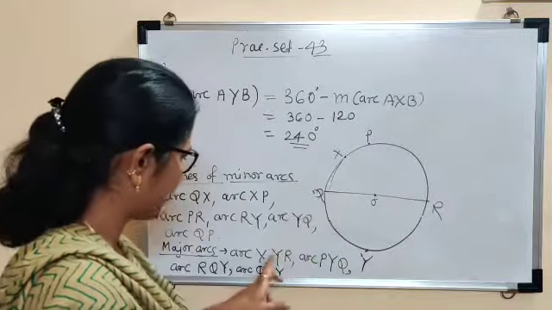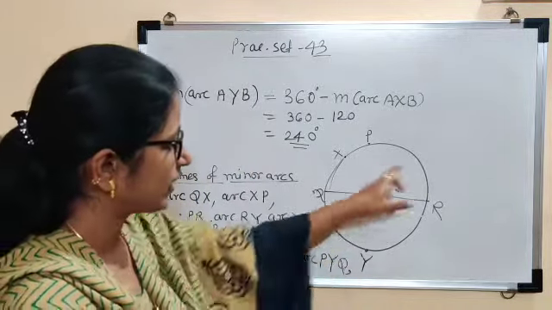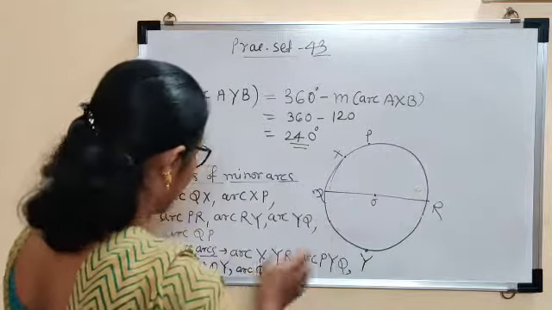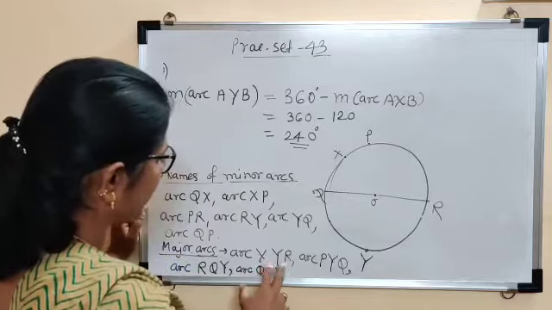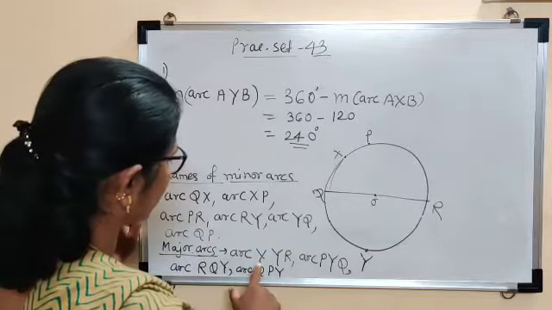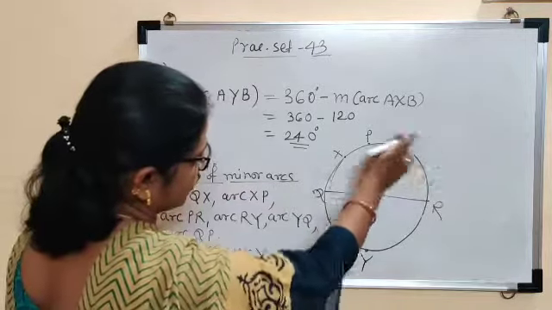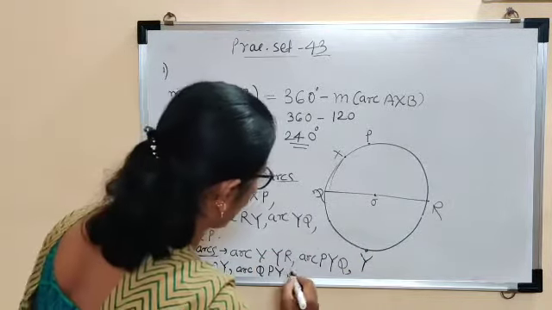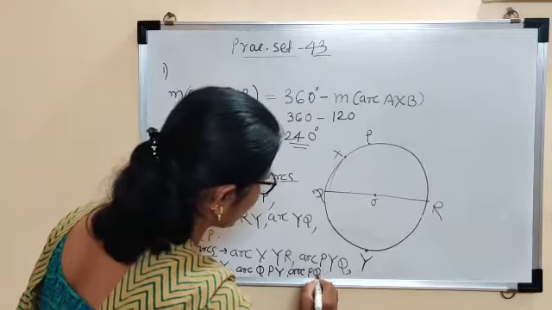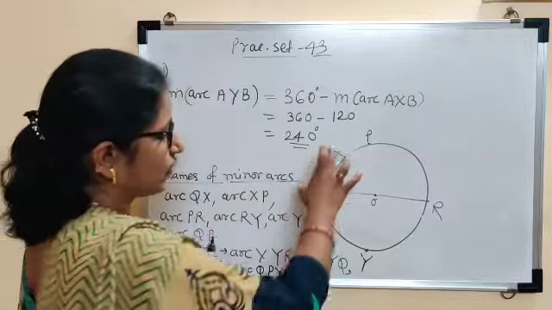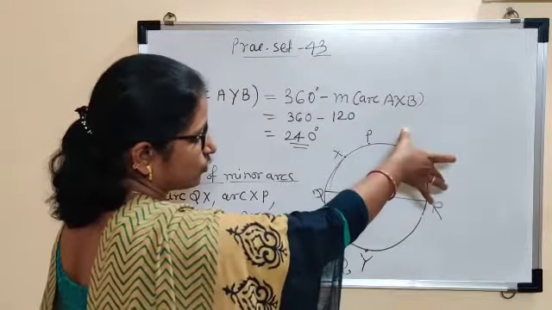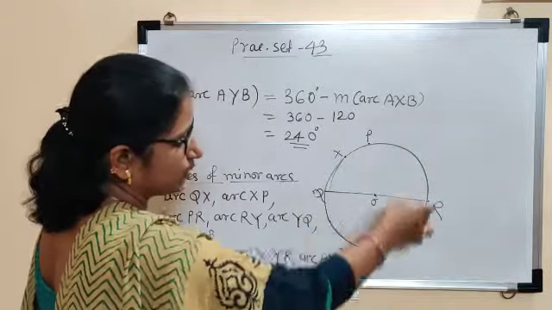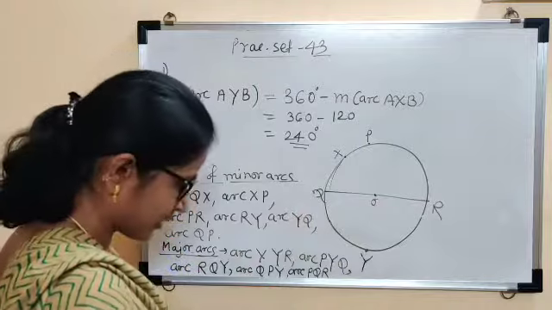Now QP we considered. Any middle point's name you take. Next, this PR we have considered. PR is one more left. So PQR is left. PQR. So taking these two points, these two points behind any arc. These are the names of major arcs.